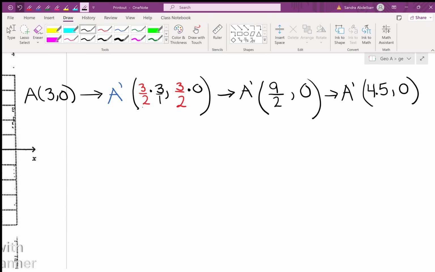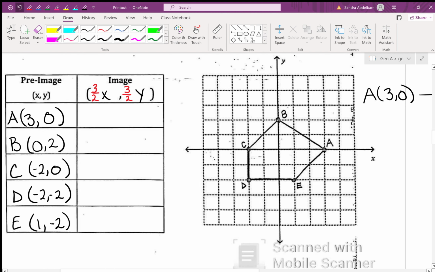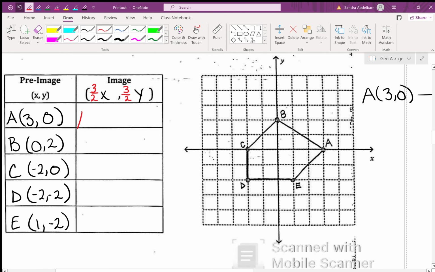All right, so now we're going to go back to our chart. And now we're going to write A prime. We're going to write the new coordinates for A prime, which is 4.5, comma 0. Then we're going to plot that point. So you start at the origin, and on the x-axis, you're going to go over 4 and a half. So 1, 2, 3, 4, and then half a box. And we're not going up or down at all since the y coordinate's 0. And then on top of it, I'm going to write A prime.